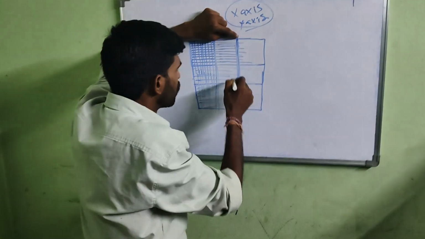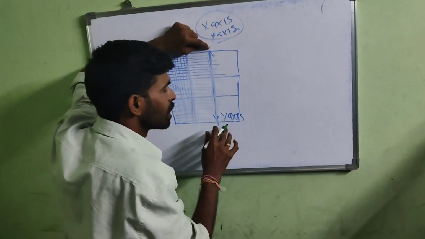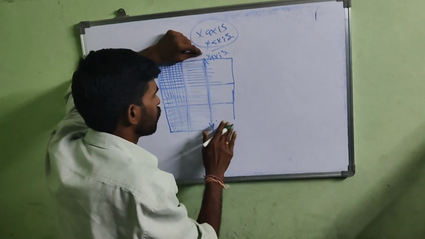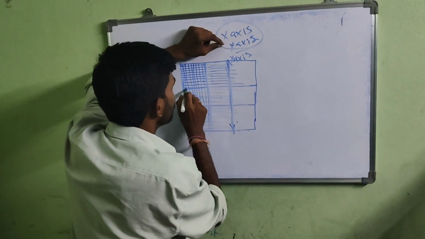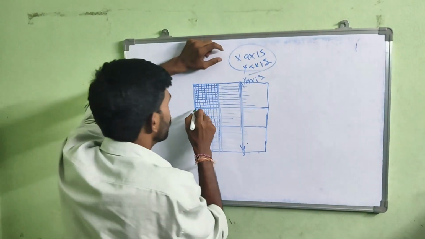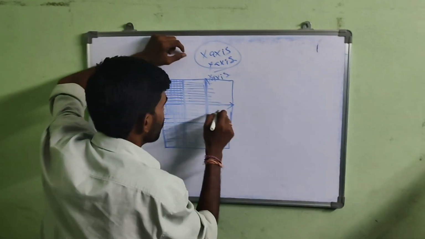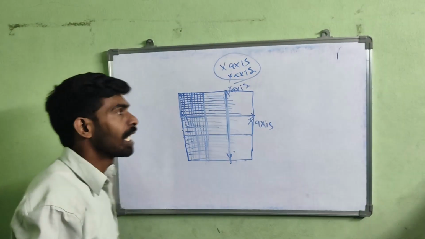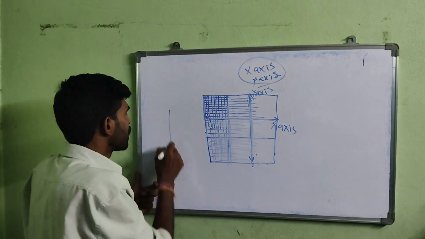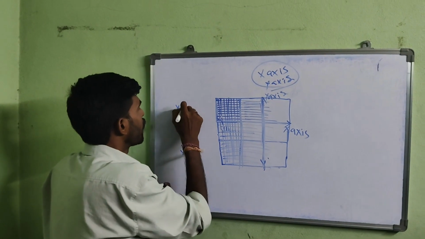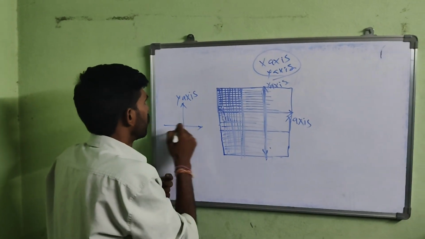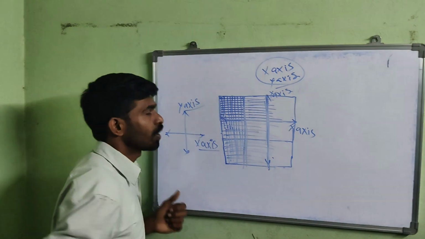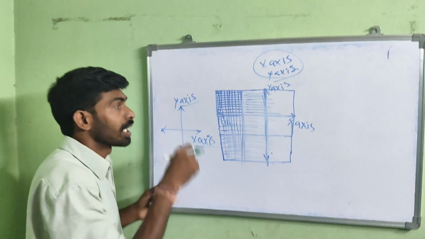For example, if it is this one, write this as the y-axis at one side, that is enough. Then the horizontal line, almost at the center, we need to take. This is the x-axis. The vertical line is the y-axis and this horizontal line is the x-axis.